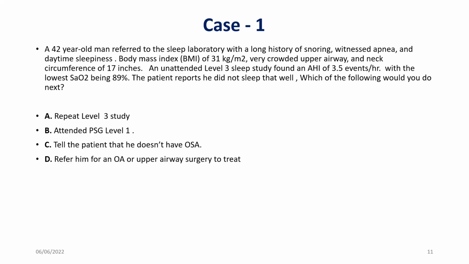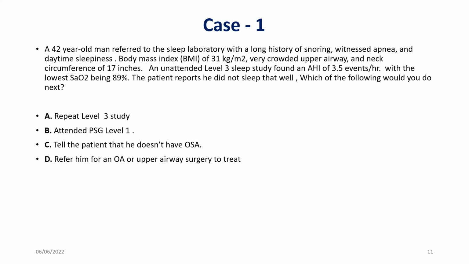Unattended level 3 sleep study found an AHI of 3 events per hour, and lowest SpO2 was 89%. Patient reports that he did not sleep well. Which of the following should we do next? Repeat level 3 study, attended PSG level 1, tell the patient that he doesn't have OSA because the AHI is only 3.5, or refer him for an oral appliance or upper airway surgery. So what do you think?